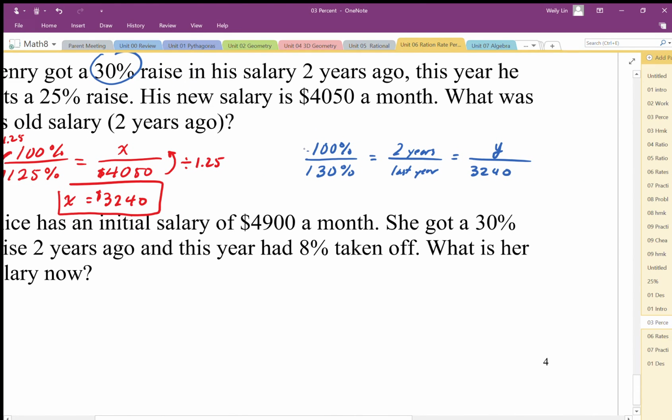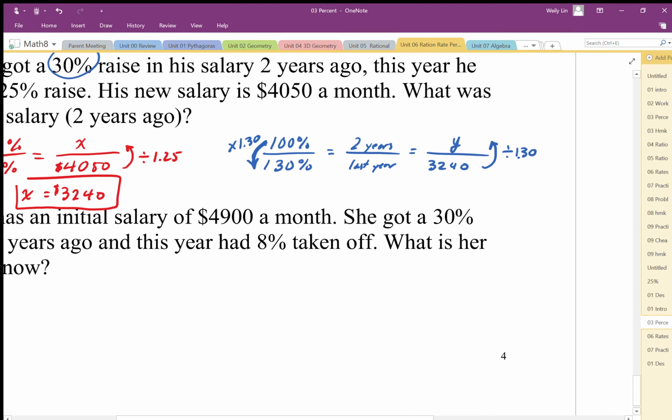So I can do this the same way. I have my decimal multiplier going from top to bottom. Again, make sure you're clear on the direction. That's going to be times going from top to bottom. I want to go from bottom to top, so I need to divide. So 3240 divided by 130%, or 1.3, my salary 2 years ago was $2,492 and about 30, we'll round that to 31 cents. So there's my original salary 2 years ago.